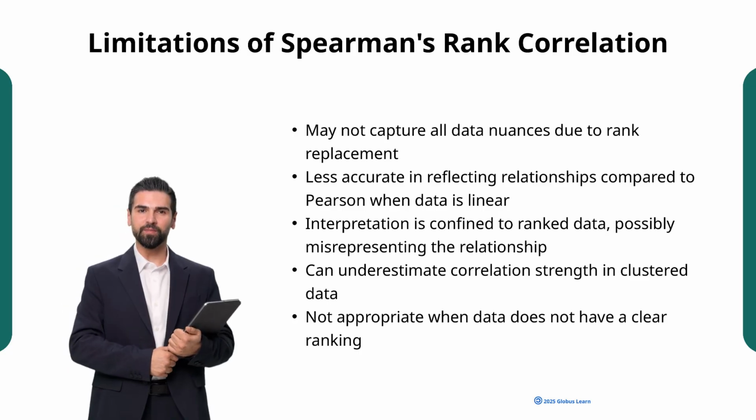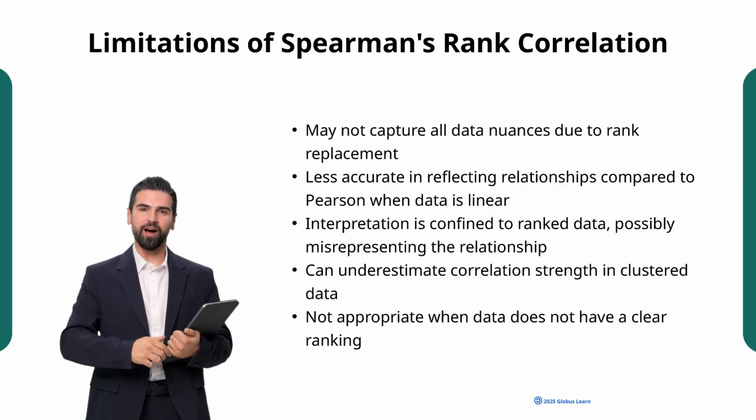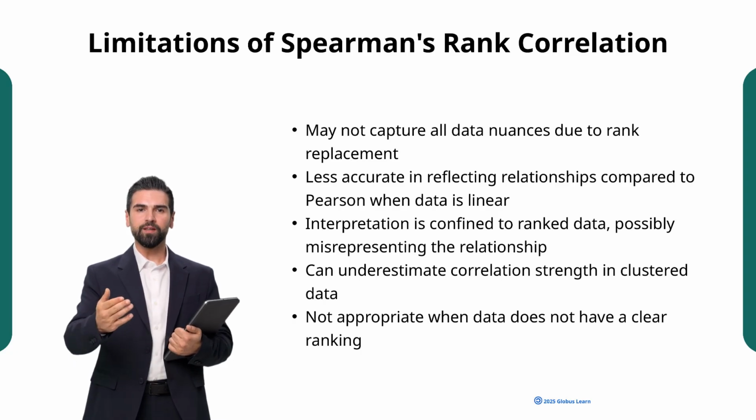As promising as Spearman's rank correlation may sound, it's essential to understand its limitations. One limitation is that because the method relies on ranks, it might miss out on nuances present in the data. By replacing actual values with ranks, you lose some information that can be crucial for a deeper analysis. For instance, if an area in your data is densely clustered, Spearman's approach might underestimate the strength of the correlation. This is especially true when data doesn't have a clear ranking structure.